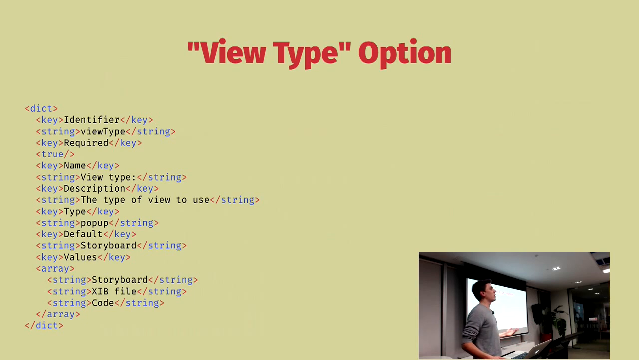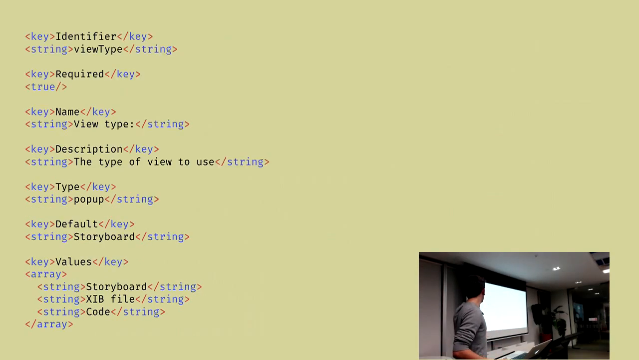The view type option is the drop-down that asks you if you want to use a storyboard or a zip file. So again, it's very similar. The type would be pop-up. You say what type of values you want to have. So I want to offer the user the choice of storyboard, zip file, or code. And here the identifier doesn't matter, so I've just put view type.